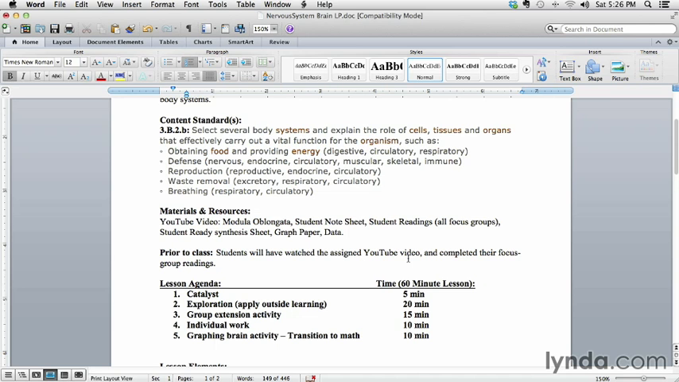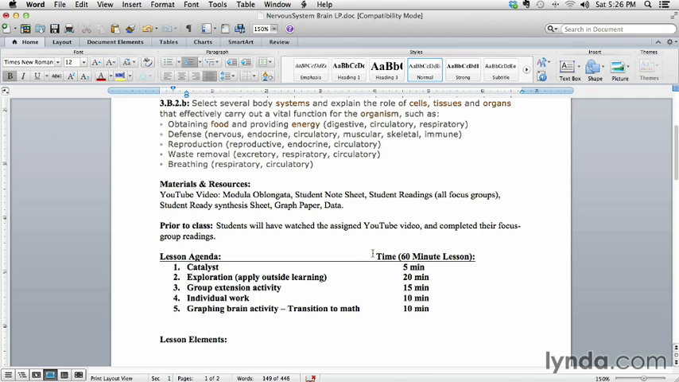As I look at the lesson agenda too, you can see that there is no room for introduction to new material. Right away when my students come in, I have a brief catalyst, which is an engagement activity. We then dive right into exploration, which is applying the outside learning we had. We have a group extension activity. I leave room for some individual work, which also frees me up to do some one-on-one work. And then I help my students transition to math by graphing out some brain activity. This is also going to help my math teacher make some real-world connections with what they are currently working on.